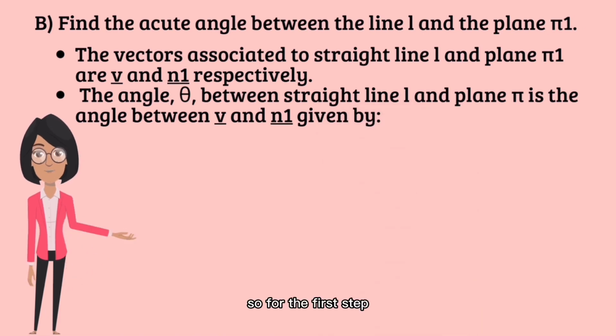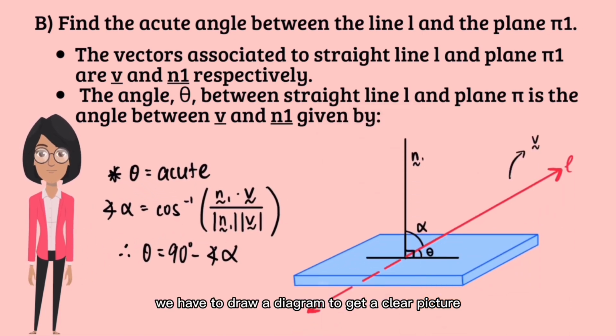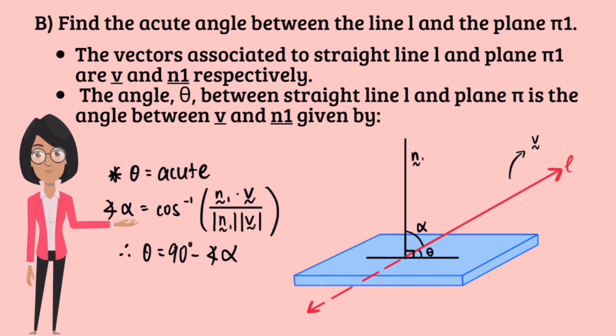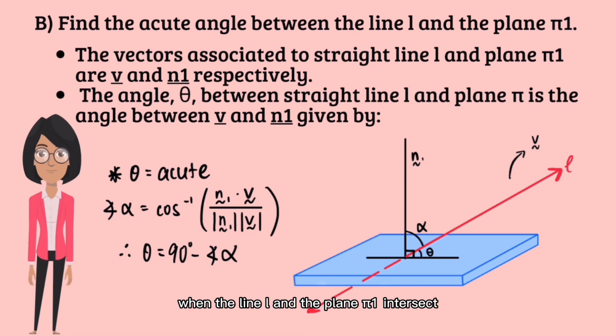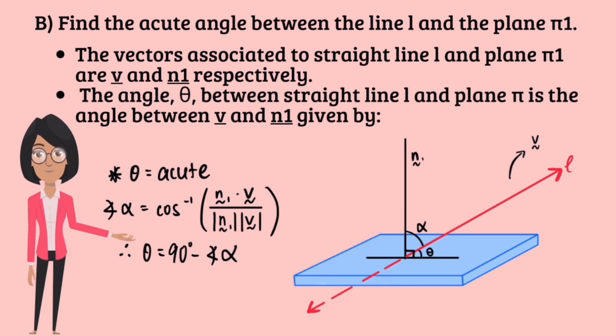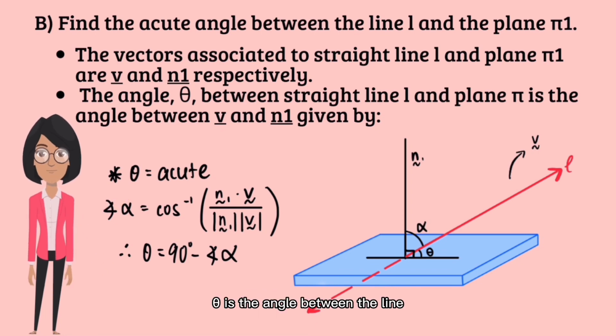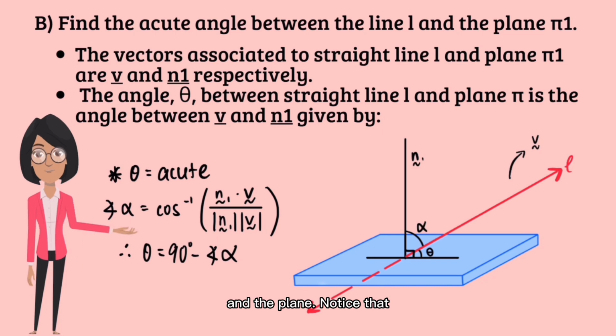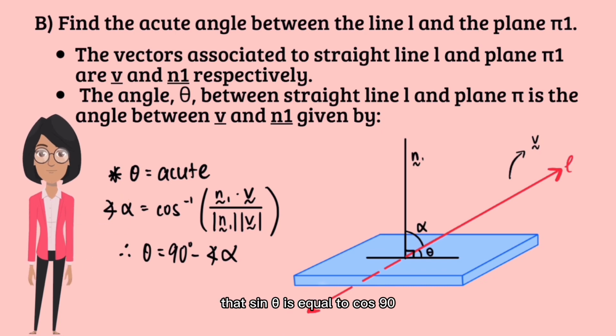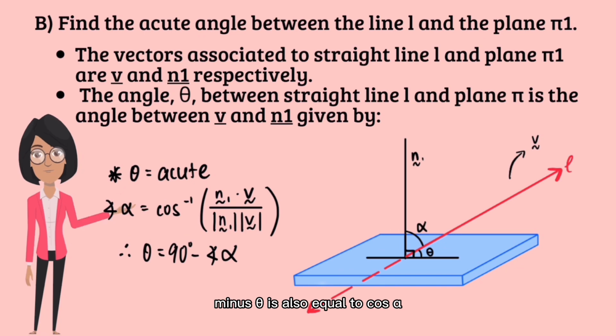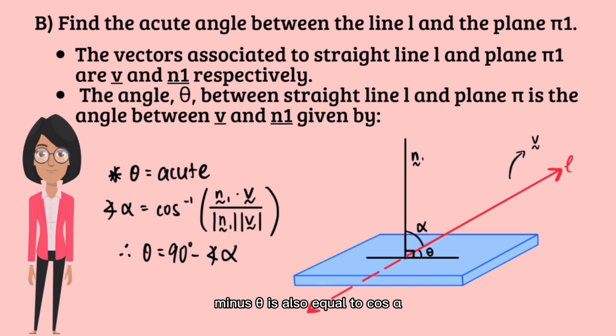B. Find the acute angle between the line L and the plane pi1. So, for the first step, we have to draw a diagram to get a clear picture. The vectors associated with straight line L and the plane pi1 are v and n1 respectively. From the diagram, when the line L and the plane pi1 intersect, theta is the angle between the line and the plane. Notice that sin theta = cos(90 - theta) = cos alpha.